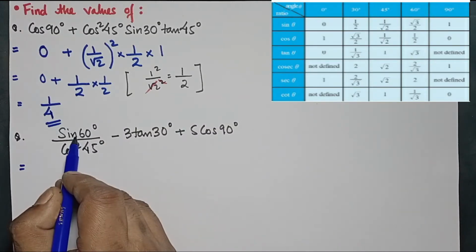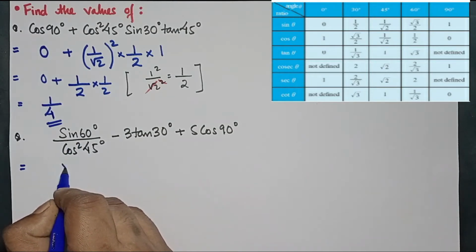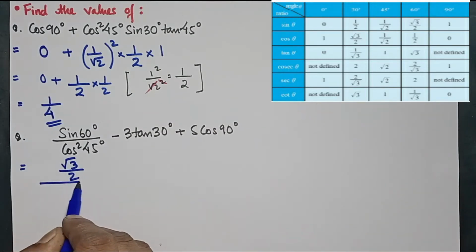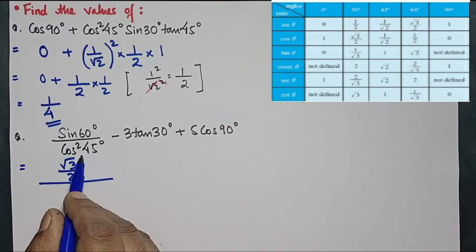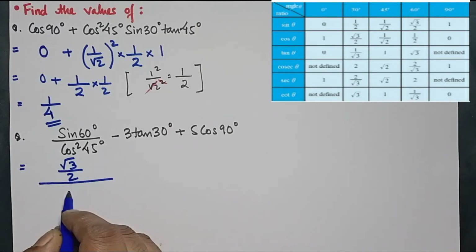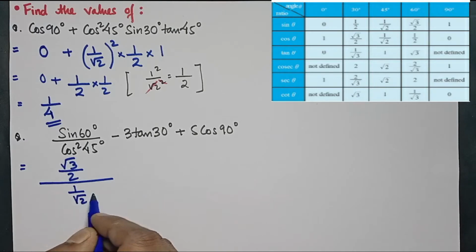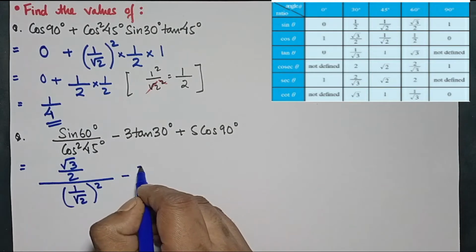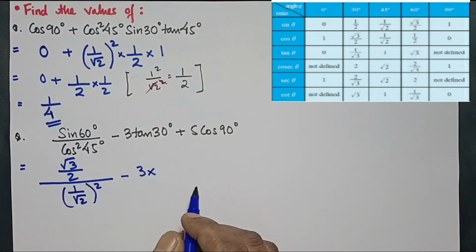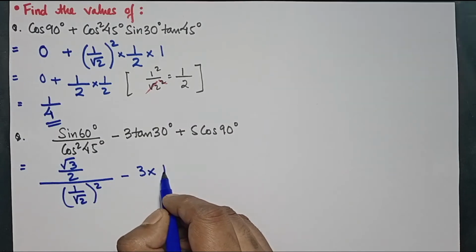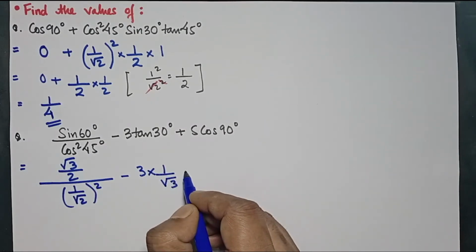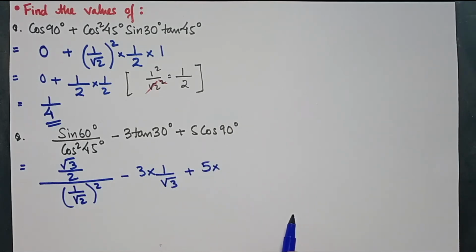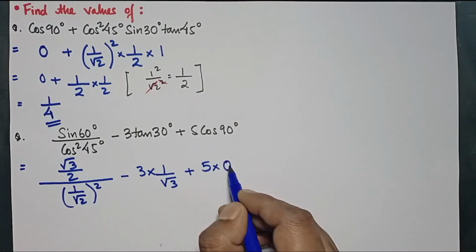Sine 60 value is, I think you know, root 3 by 2. Now divided by cos square 45. The value of cos 45 is 1 by root 2, and since square is there, the whole square will be here. Minus 3 into tan 30. What is the value of tan 30? Tan 30 is 1 by root 3 plus 5 into cos 90 degree. What is the value of cos 90? Cos 90 is 0.